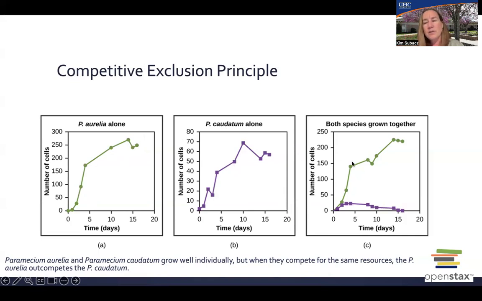If we put them both together in the same tube, in the same environment, you can see only one comes out on top. Only one is doing well. They had to compete for the same resources, and they did not do well together. You can see that Caudatum suffered and died off after 15, 16 days, but the Paramecium aurelia did really well. They outcompeted the Caudatum species.